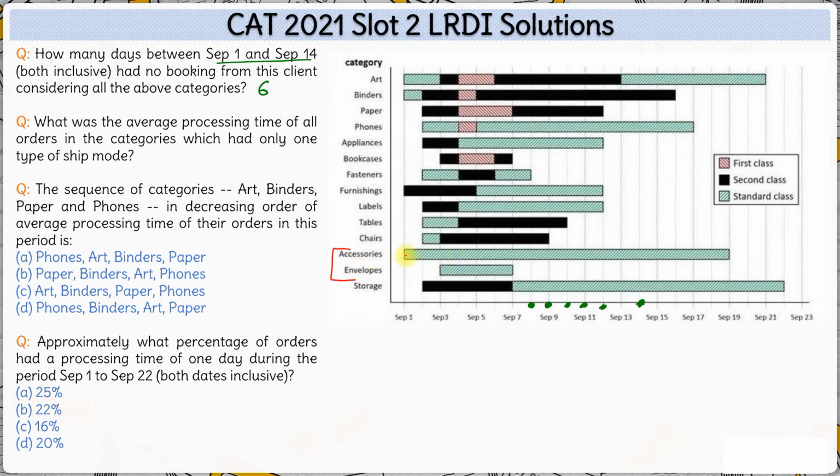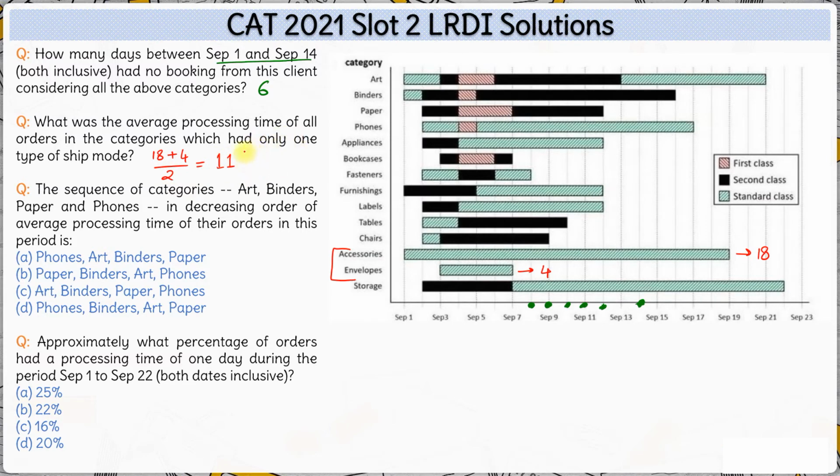So for accessories, the shipping time is from September 1 till September 19. That means the processing time is 18 days. And for envelopes, the processing time is from September 3 to September 7. 7 minus 3 is 4 here. Right? So the average processing time will be 18 plus 4 divided by 2. 22 by 2 is 11 days. So the average processing time is 11 days over here.